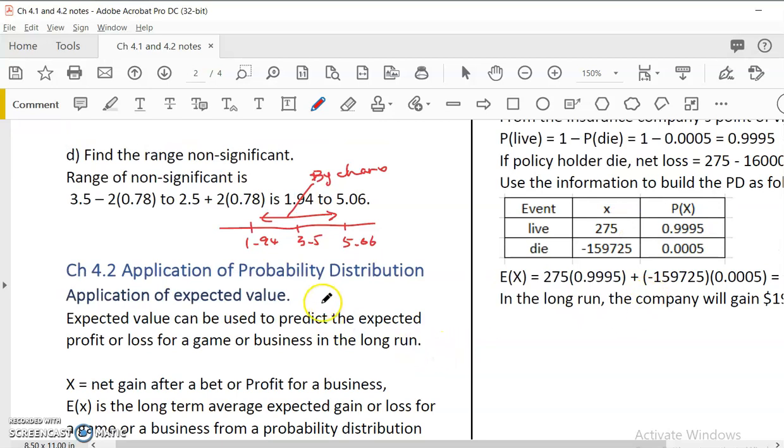We also have some applications in 4.2, so we'll talk about application of probability distributions in the next video for 4.2.